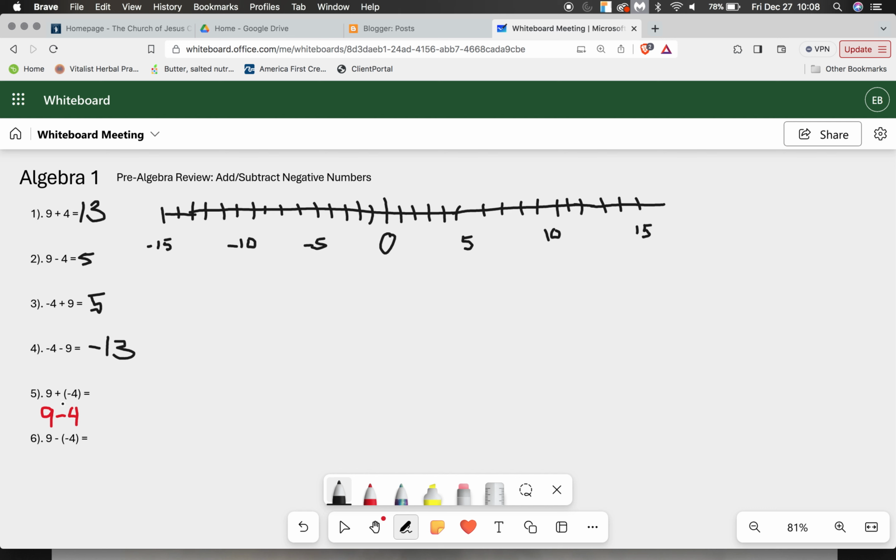Okay, but why is this happening? Why can we just get rid of the positive? Well, let's look at it on our number line. But first, let me answer the question. 9 minus 4 is, of course, 5. All right, and you can think of it because we are doing an addition problem, right? So we're adding these two numbers together. We're adding 9 and negative 4 together.